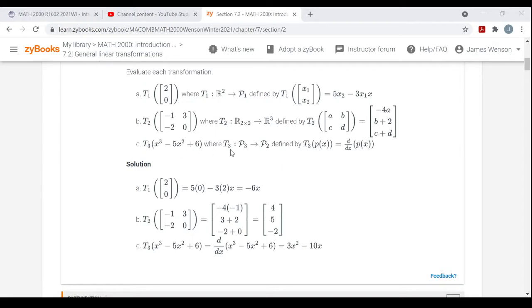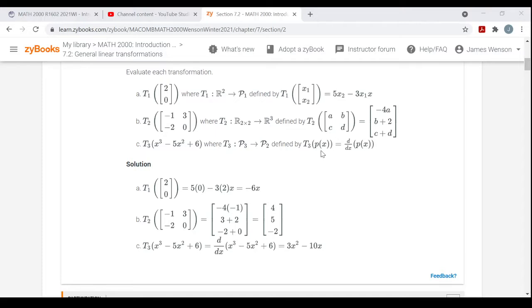In this final example up here, transformation T3 goes from the set of all polynomials of degree 3 or less to the set of polynomials of degree 2 or less, and the transformation is just the first derivative.